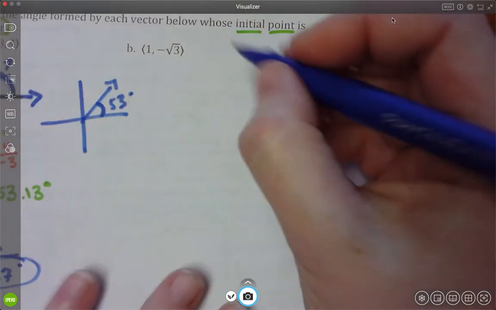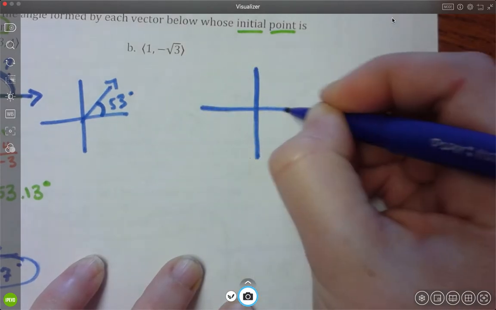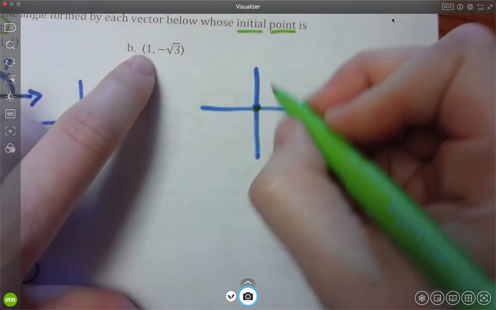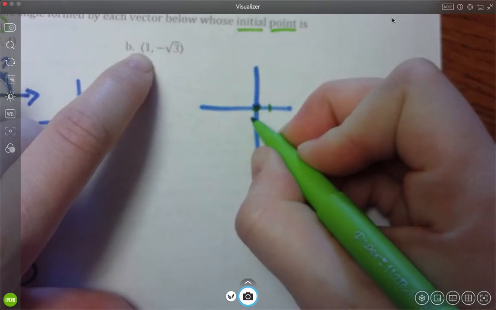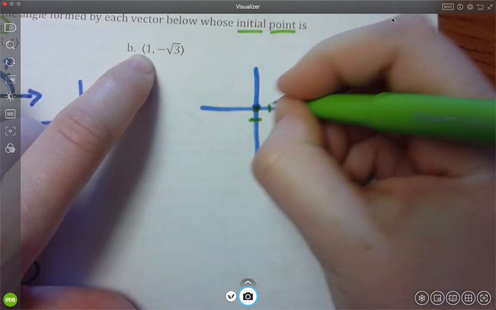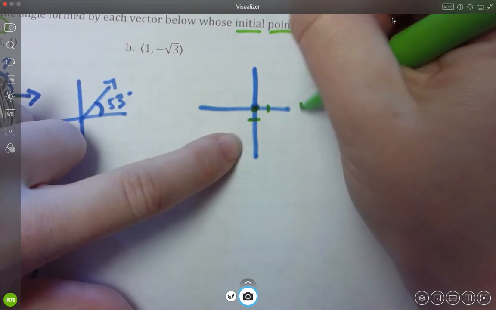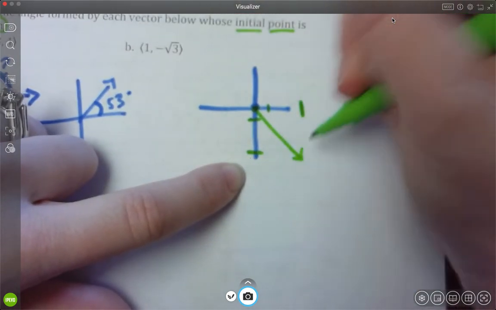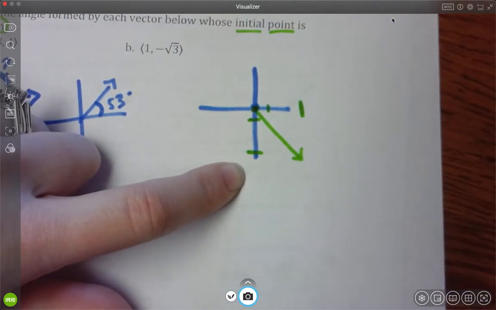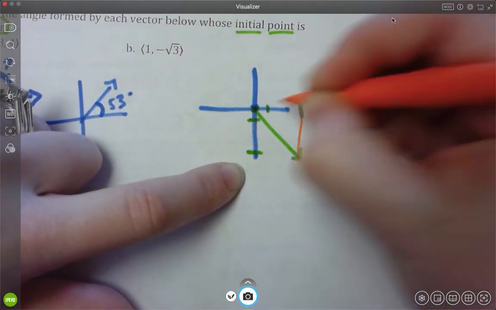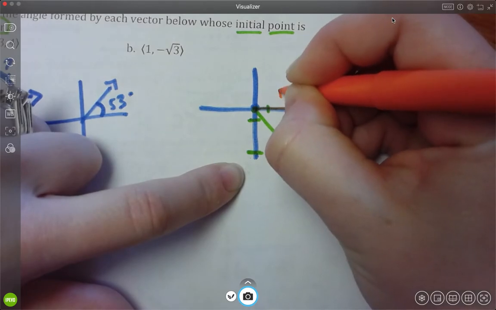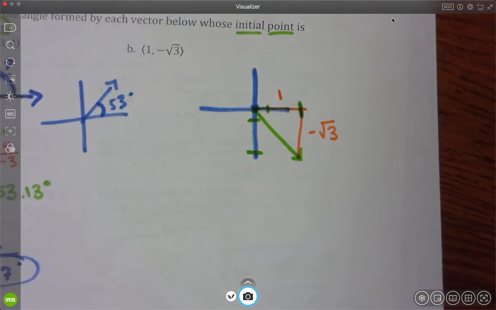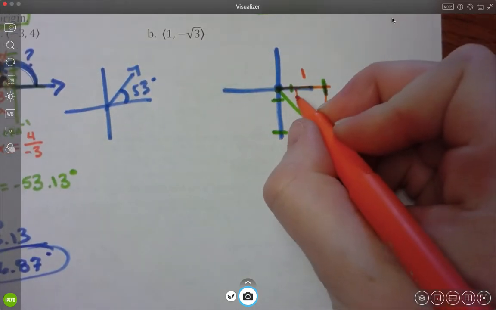Next one, 1 and negative square root of 3. We're starting at 0, and we're going to the right 1 and down negative square root of 3. I'm going to make this a little bit bigger. Let's say 1 is over here and negative square root of 3 is over here. So we're going to make him like this. Draw his other side here. So we went to the right one, and this is negative square root of 3. So he is down over here in the 4th quadrant, and we need to figure out what this angle is. That's what we're trying to find.